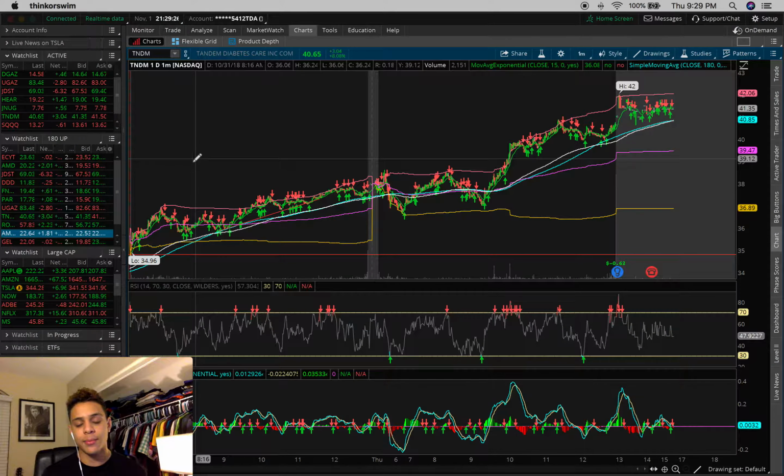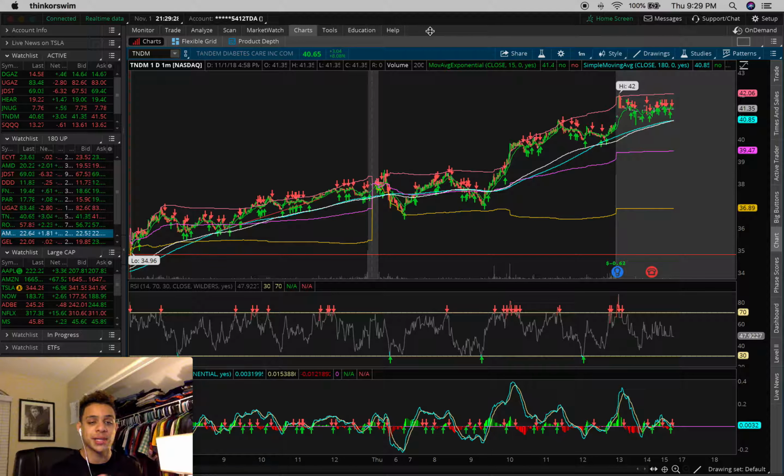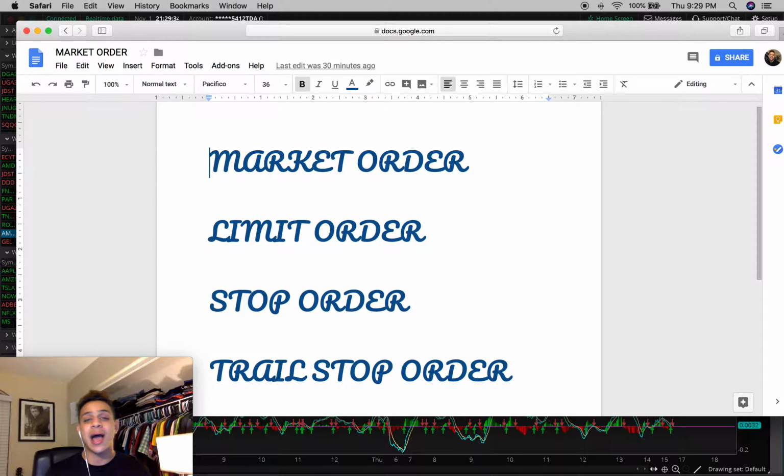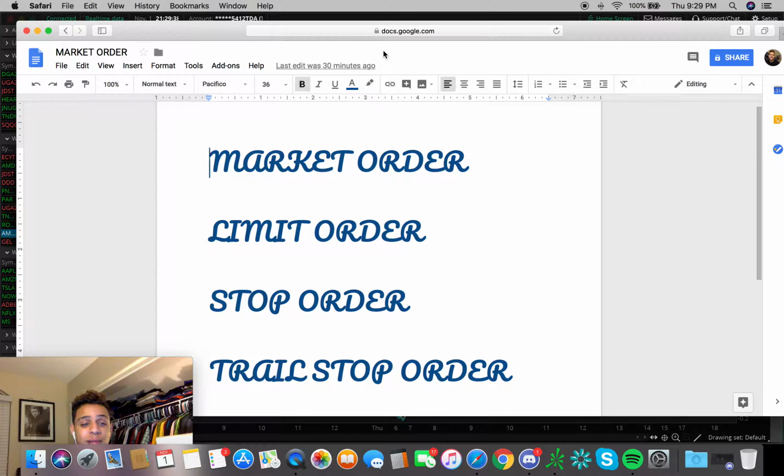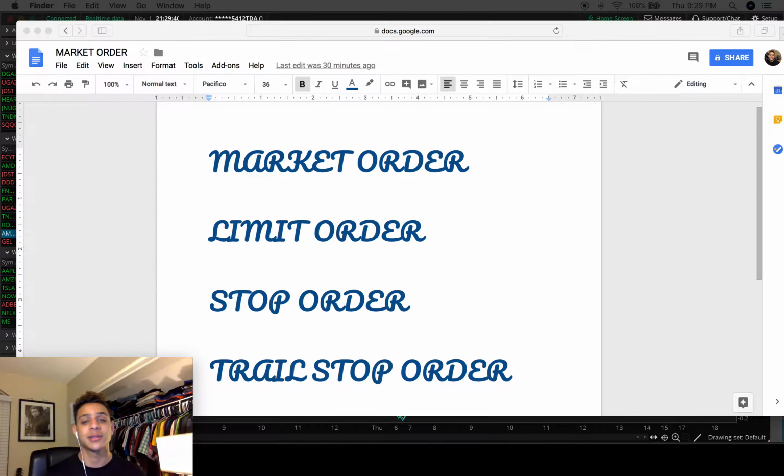So the trail stop order is a very beautiful thing because it's trailing. It's trailing with the price, and it has that cushion that you desire. So those are the 4 orders that I use on a day-to-day basis throughout my trades: the market order, the limit order, the stop order, and the trail stop order.